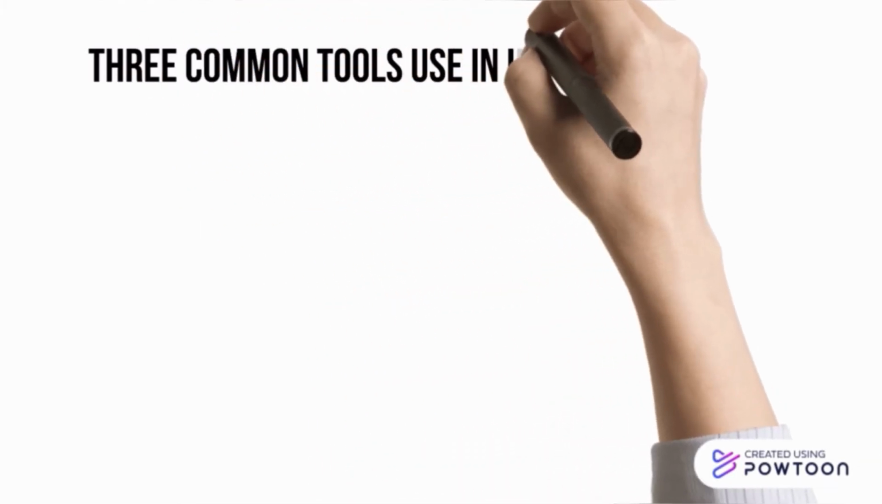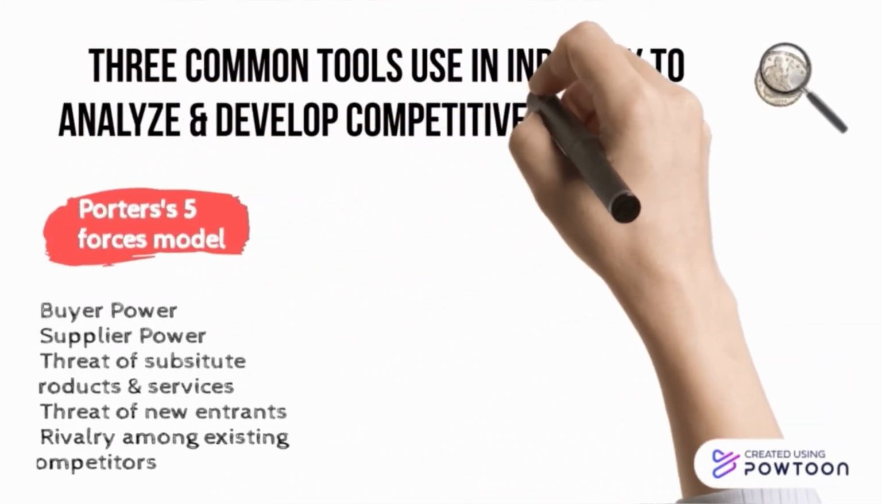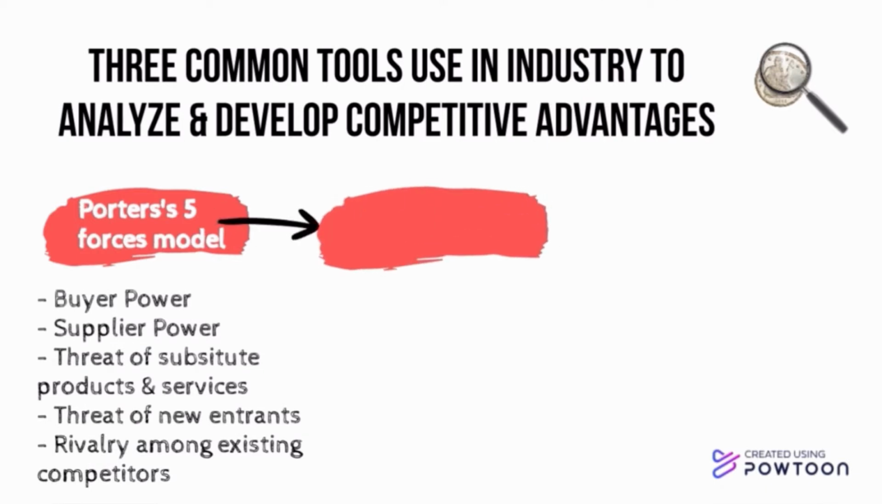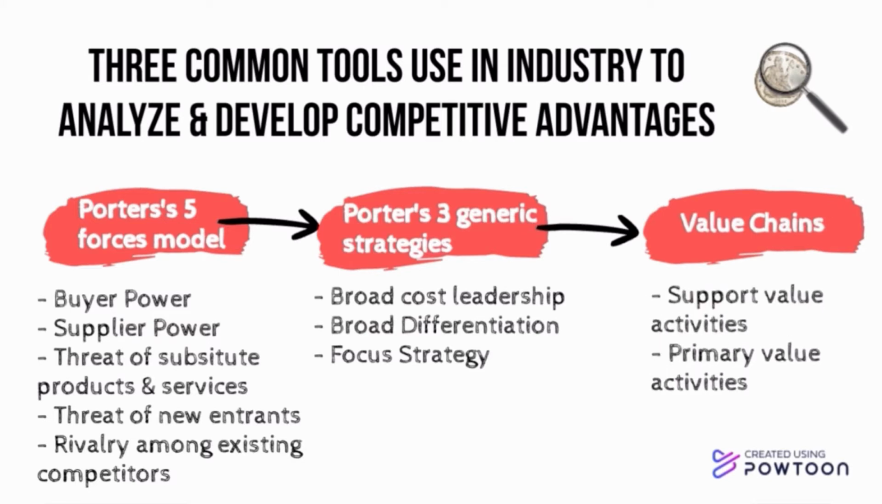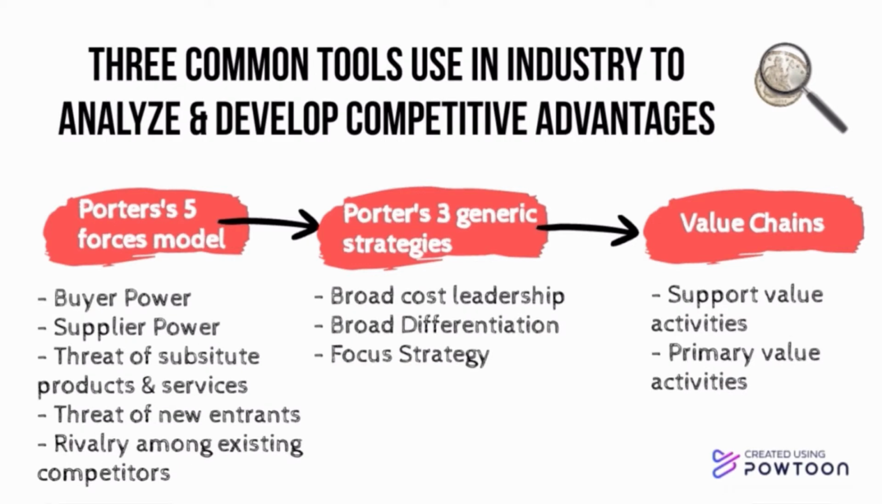And next, there are three common tools used in industry to analyze and develop competitive advantages. So first of all, in the 5 forces model, there are buyer power, supplier power, threat of substitute products and services, threat of new entrants, and rivalry among existing competitors. And in Porter's 3 generic strategies, there are broad cost leadership, broad differentiation, and focus strategy. And lastly, in the value chain, there are support value activities and primary value activities.